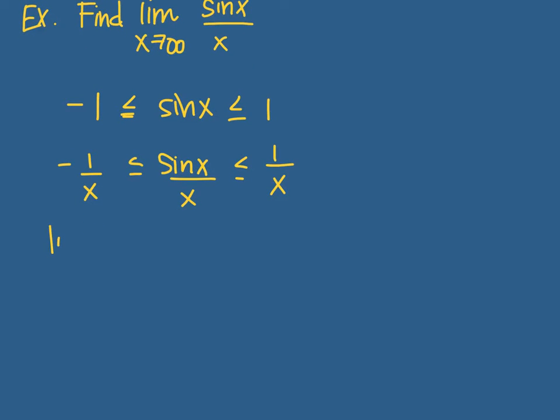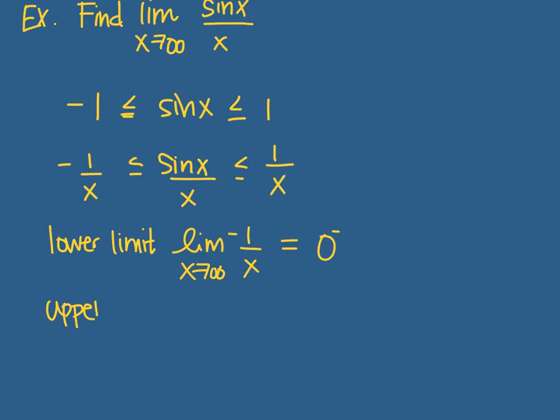All right, so we're going to do the lower limit. The lower limit is the limit as x approaches infinity of 1 over x? We all know the answer to that, because if you plug infinity into 1 over x, you get 0. Oh, sorry, I'm doing the lower one. It's negative 1 over x. So we get 0 minus, because it's a negative number. Then the upper limit, the limit as x approaches infinity of positive 1 over x. If I plug positive infinity into that, I get 0, but as a positive number.